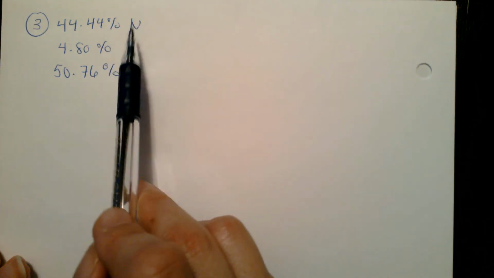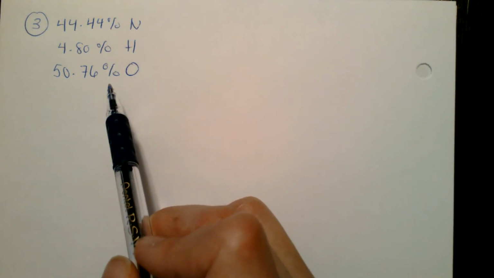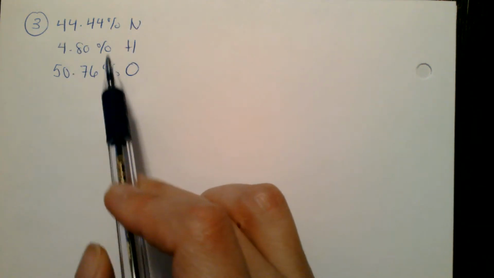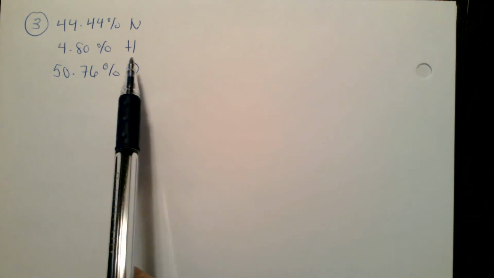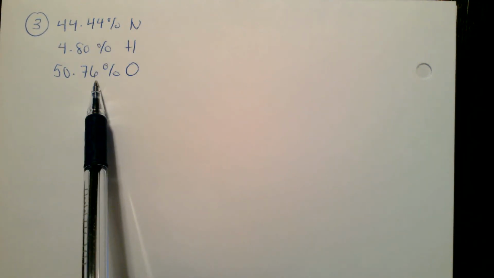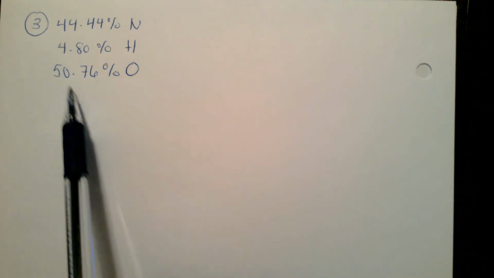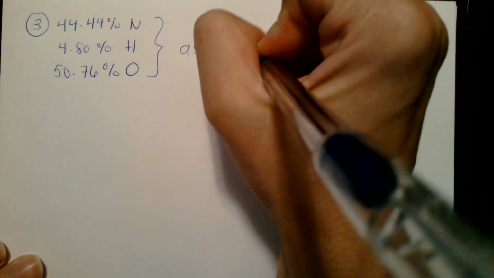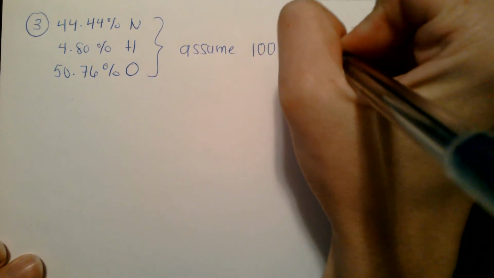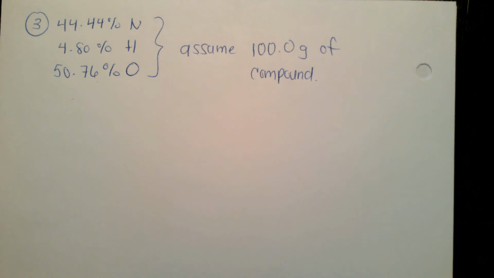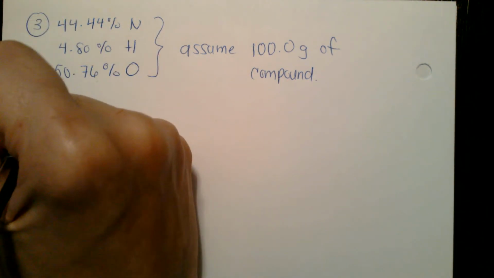What is nice about these percentages by mass is that it doesn't matter the mass of the compound. These percentages always hold true. If we have 20 grams of this unknown compound, those percentages would be valid. If we had 100 grams, we would still get these exact same percentages. It doesn't matter the mass. So to make life easiest, we assume that there is 100 grams of the compound, whatever it is. This will make life easier because we can use our percent by mass.